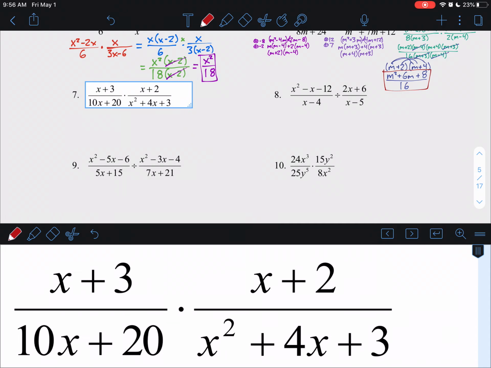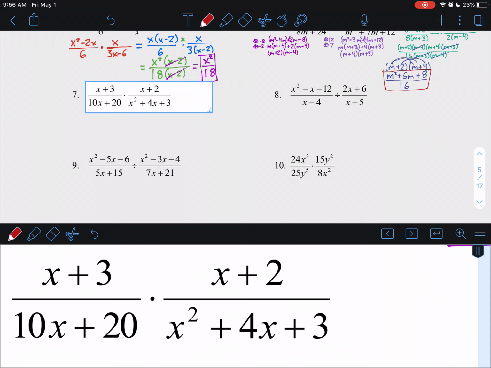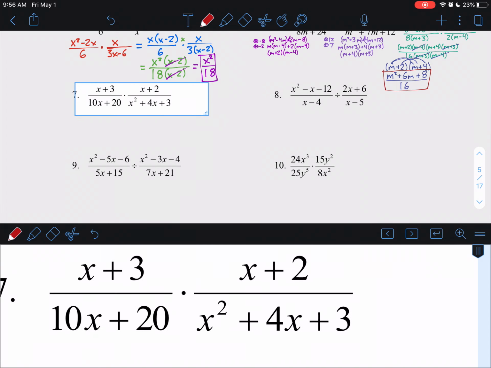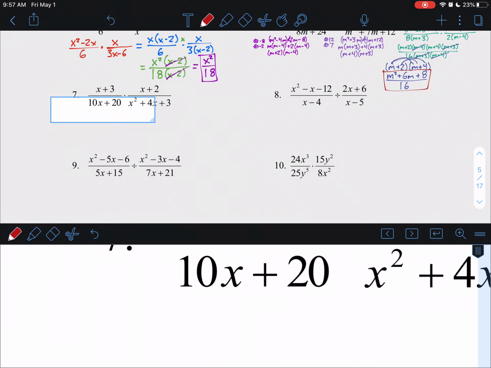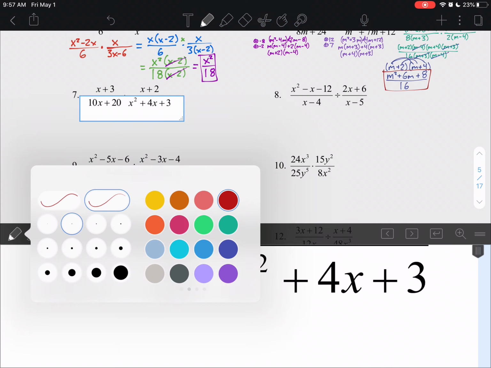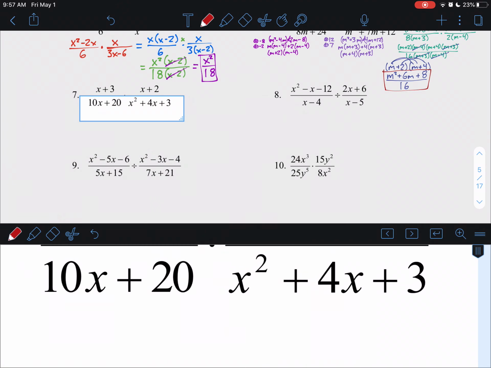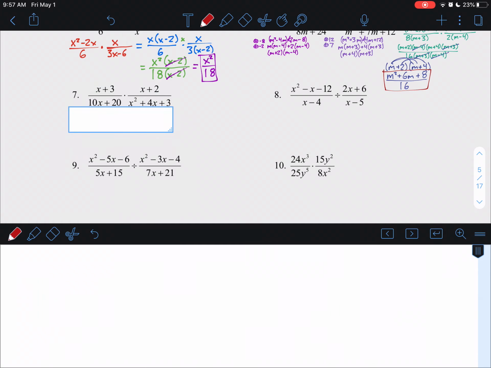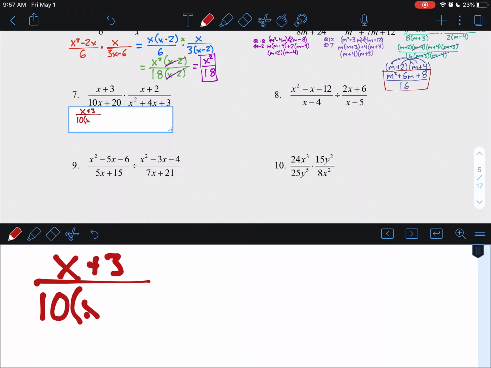Okay, so same thing here. We're just going to keep going. I'm just going through all of these. This one is multiplication, which means we don't have to keep change flip. We just go straight across. And the other thing I wanted to do was look for things I could take factors out of. So I see that 10x plus 20, the GCF between 10x and 20, I'll just keep using this maroon, it's kind of a nice color. The GCF between 10x and 20 is going to be 10. So this fraction is going to turn into x plus 3 over 10 times x plus 2.